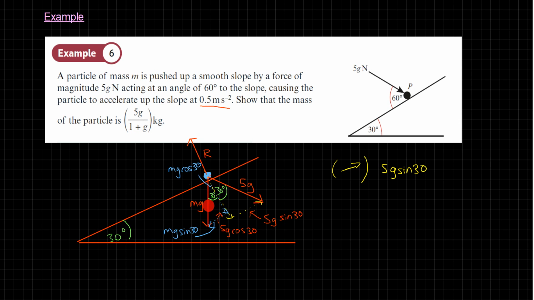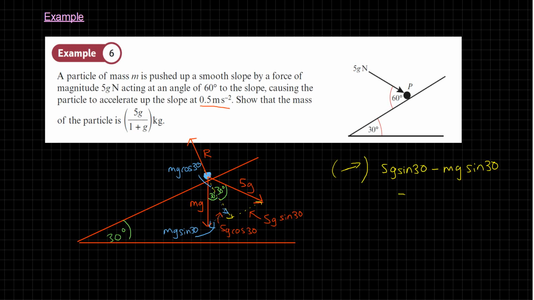And then for the weight, we've got this component here, which again is perpendicular, so it's not relevant. And then this component here, which is going down the slope, right? It's going down by mg sine 30. So let's take that one away. Minus mg sine 30.